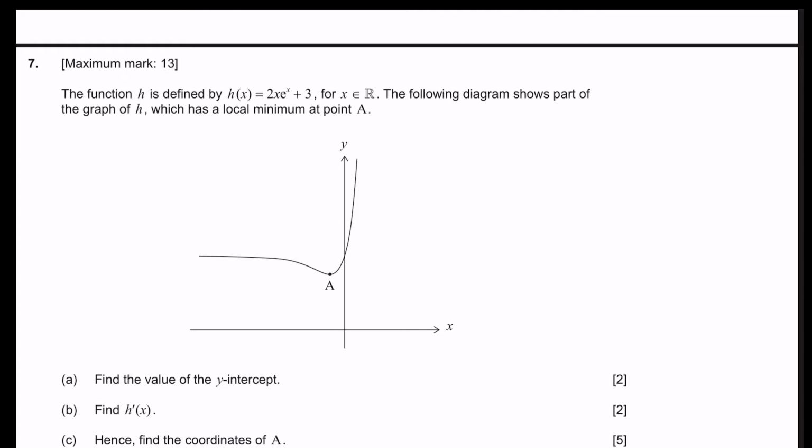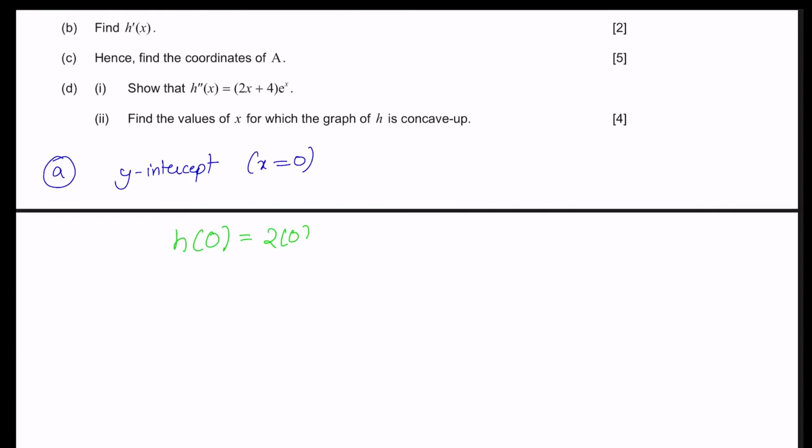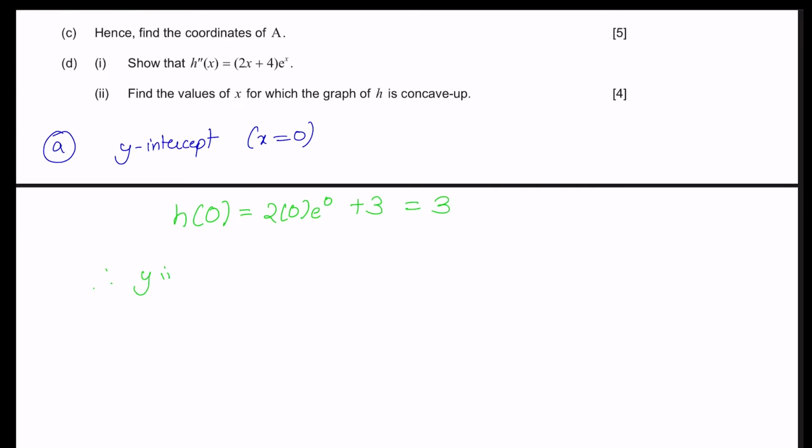How much will be h of 0? So h of x is 2x e to the power of x plus 3. H of 0 will be 2 times 0 times e to the power of 0 plus 3, which is equal to 3. So the y-intercept would be y equals 3. That's the answer to part A.